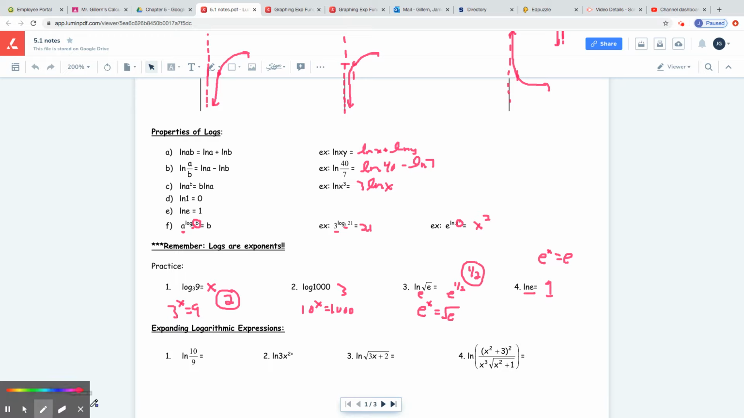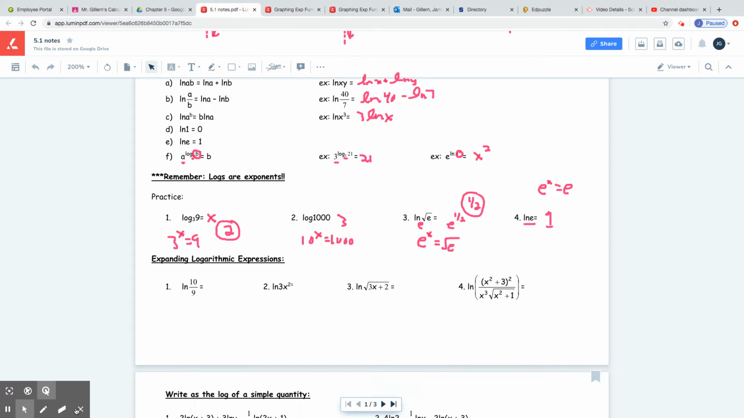All right, so we are going to now do expanding logarithmic expressions. To do expanding, that means we are going to start with one natural log and we are going to have several. The easiest way to do this, when I'm expanding, anything that's up top is going to get a positive. Anything on the bottom gets a negative. Anything with an exponent goes up front. So we have two numbers here. It should be 2 natural logs. So this could be the natural log of 10 minus the natural log of 9. There's your answer.